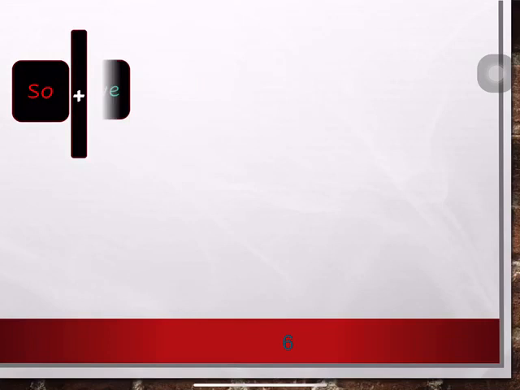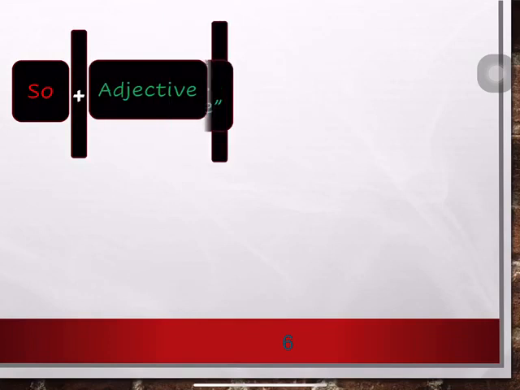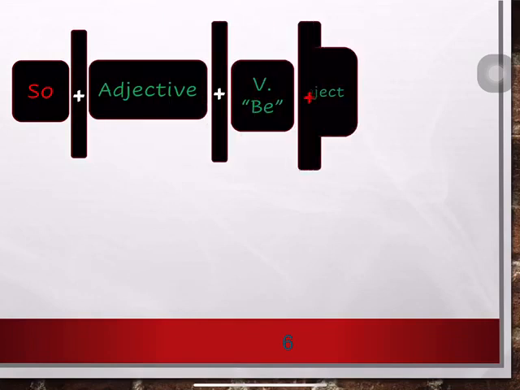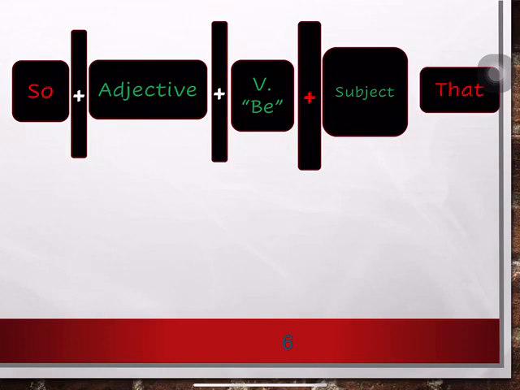Another type of inversion using so. But so is actually used with adjectives. It's a little bit different. Look at the difference here. So should be followed by the adjective, and then we have verb to be, and then I have the subject, and then I have that, and then I have the second sentence.